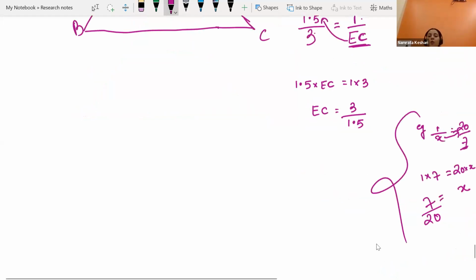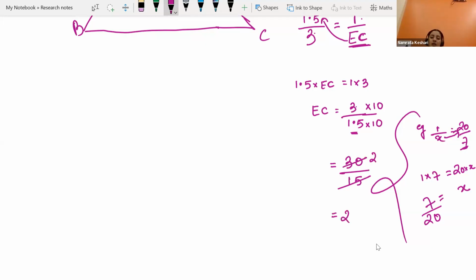Whenever you have a whole number in the numerator and a decimal in the denominator, or a whole number in the denominator and a decimal in the numerator, you need to check whether multiplication by 10 is required to remove the decimal. Since we are dealing with a fractional term, we are bound to multiply the same 10 in the numerator also. Hence our numerator became 30, and the denominator decimal got removed due to that 10. We have 30 by 15, which is 2. EC is 2 centimeters. Are you getting it?